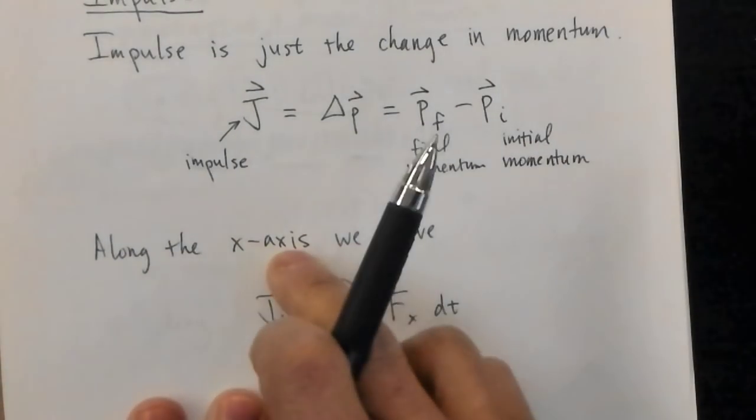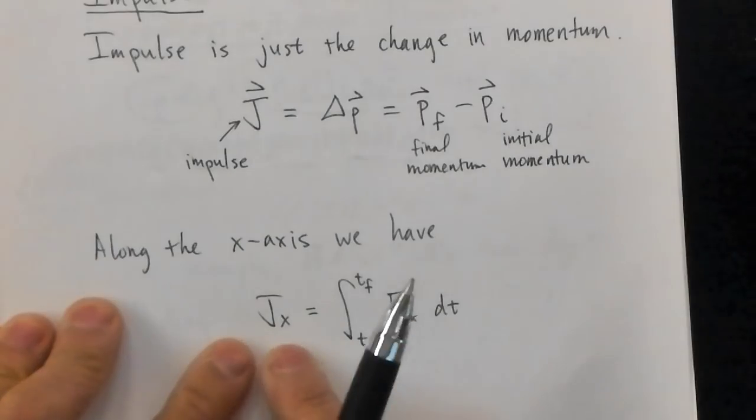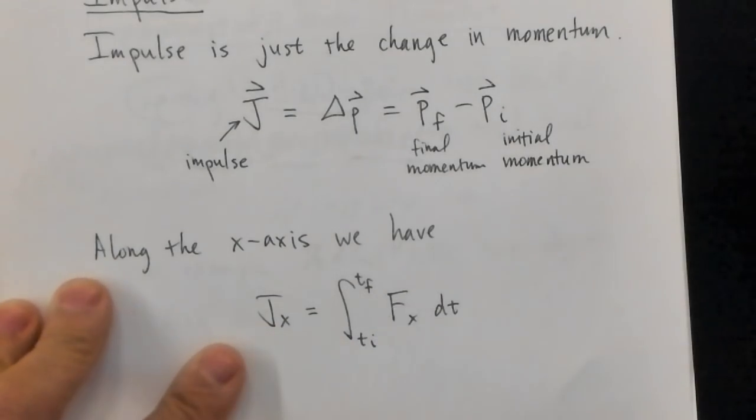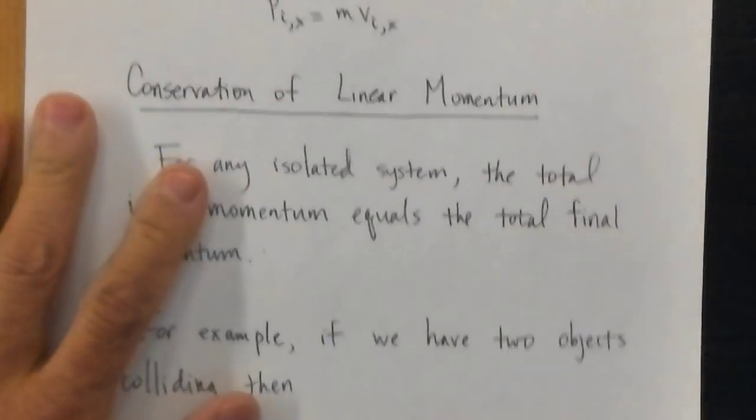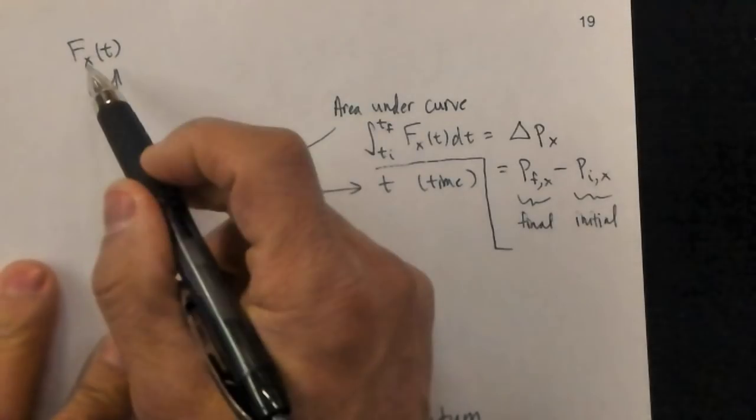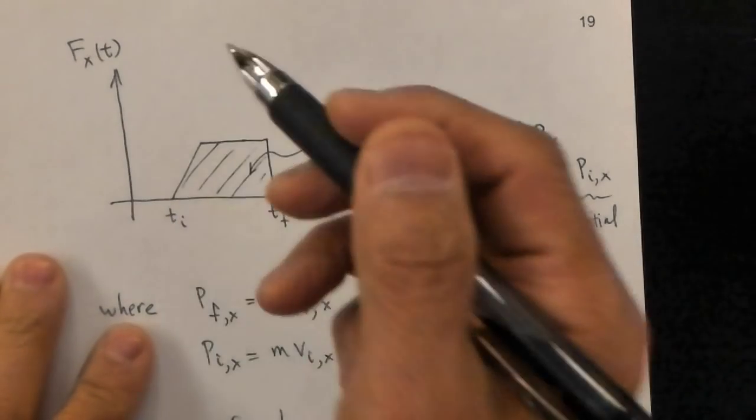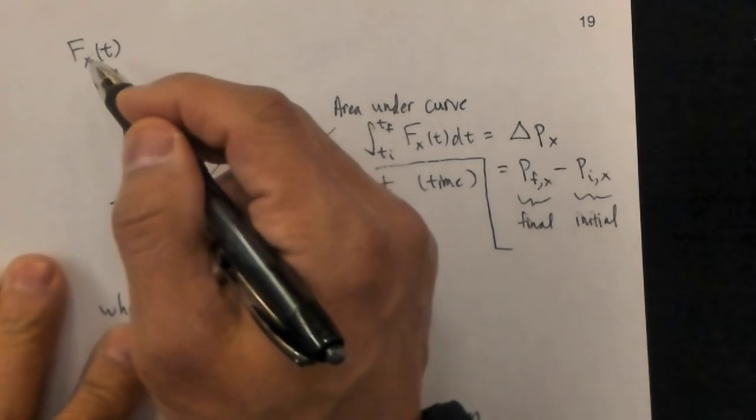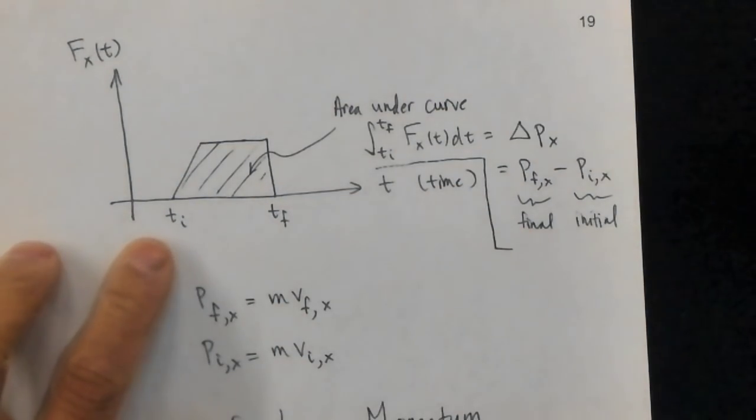So let's suppose we're looking along the x-axis, and we have this formula that we wrote down, that the impulse is equal to the integral of the force with respect to time, from some initial time to some final time. So we might have a curve like this. Okay, so we have F sub x versus time. And let's say it has some curve like this.